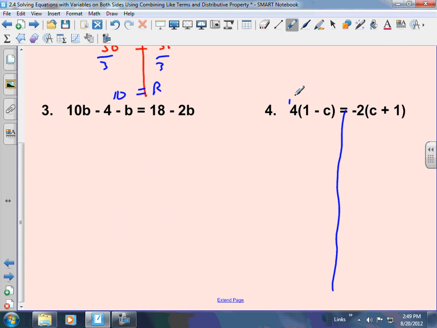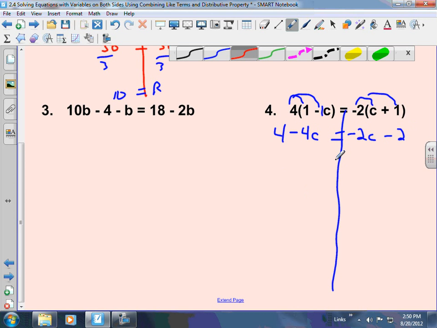Number 4 is distributive property. I have to distribute the number that is directly outside my parentheses, not separated with a sign. Distribute means multiply that number by everything inside. 4 times 1 is 4. 4 times negative c, there's a 1 here that's understood. 4 times negative 1 is negative 4, carry your c. Negative 2c minus 2. Negative 2 times 1 is negative 2.